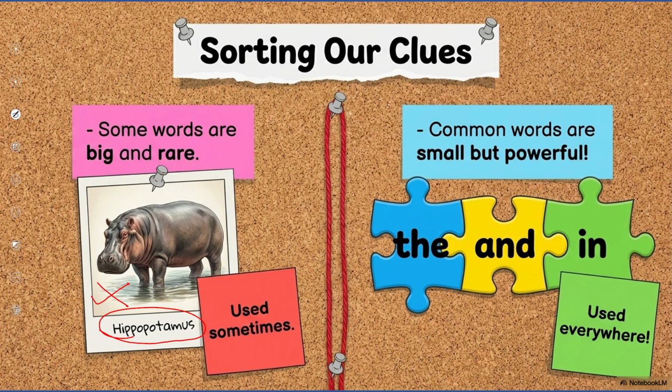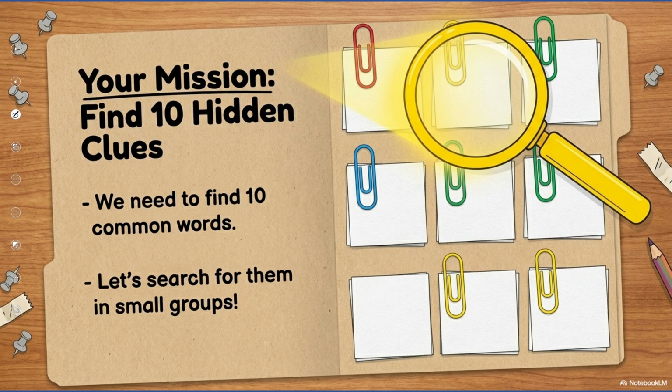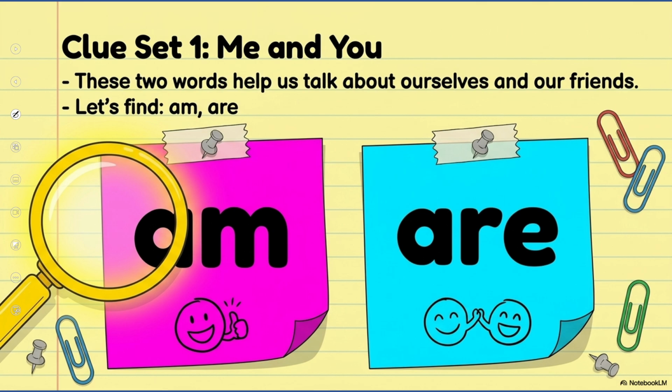On the other hand, these words are present in every other book, English, Urdu, maths, whatever: the, and, in. So these words are everywhere. That's why we call them common words. They are small but powerful. So what we have to do today is we have to find 10 common words in your book.